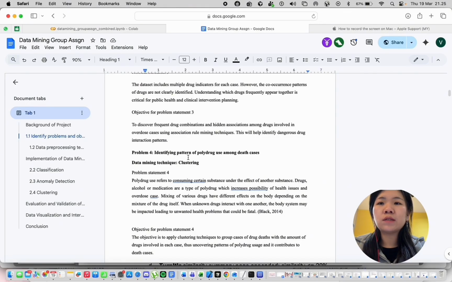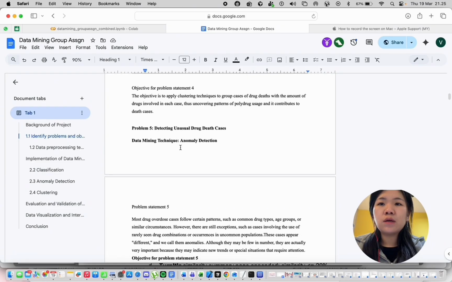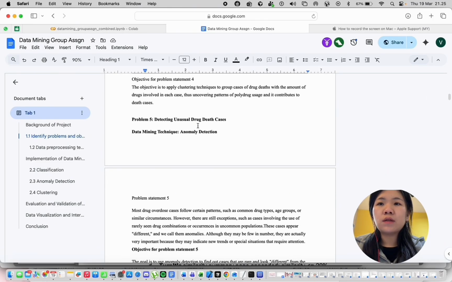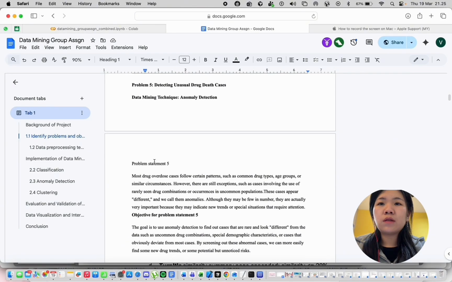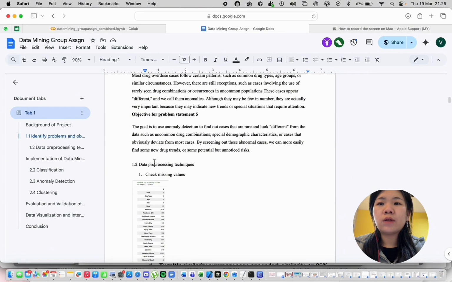The fourth one is identifying patterns of polydrug use among death cases, and we use clustering. The last one is detecting unusual drug death cases with anomaly detection as the data mining technique.